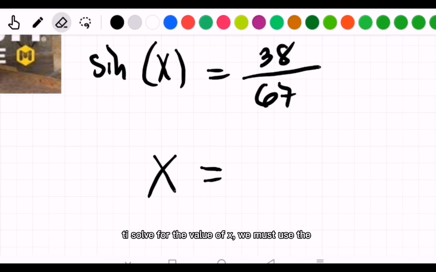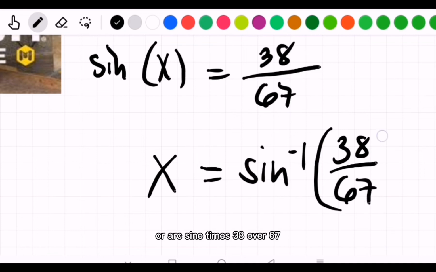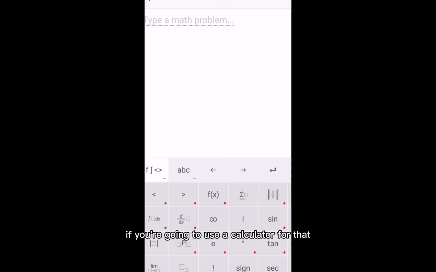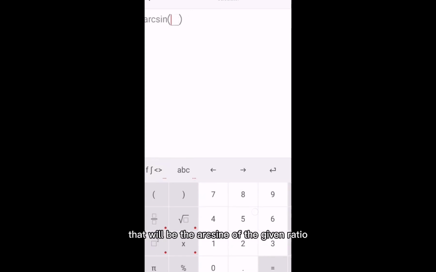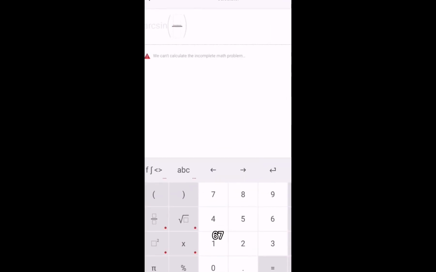Now, to solve for the value of X, since we are trying to find the angle of depression, we must use the inverse of sine, so that will be sine inverse or arc sine of 38 over 67. If we are going to use a calculator for that, that will be the arc sine of the given ratio, which is 38 over 67.